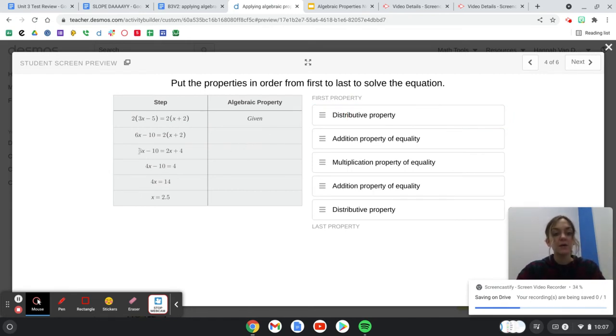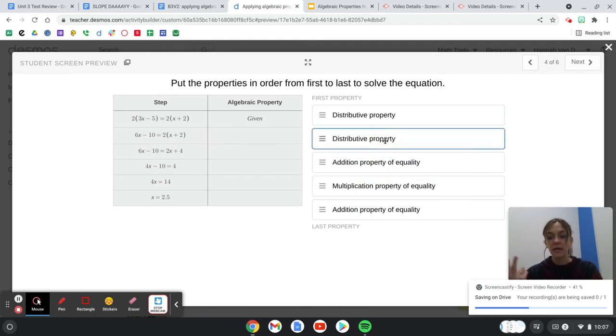Now when I go down to this one, I have to figure out what changed from the previous step. Again, if I go from here to here, the left side looks exactly the same, but the right side changed this time. And again, I know if I'm getting rid of parentheses, it has to be the distributive property. So the second property I used was, again, the distributive property. I'm going to go down.